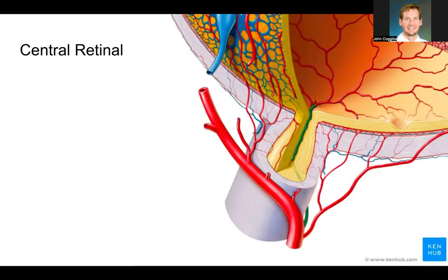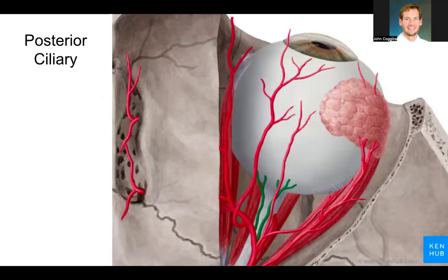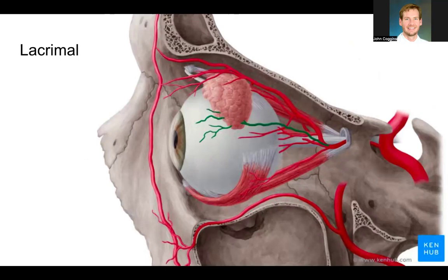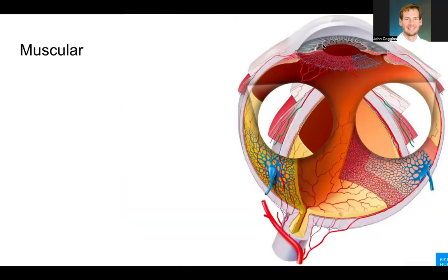The central retina artery is the first branch of the ophthalmic artery. It follows the optic nerve inferiorly, and then about 12 millimeters posterior to the globe, it will pierce the optic nerve and travel inside of it. The posterior ciliary branches are second, followed by the lacrimal branch, which is in the lateral portion of the orbit and supplies the lacrimal gland.